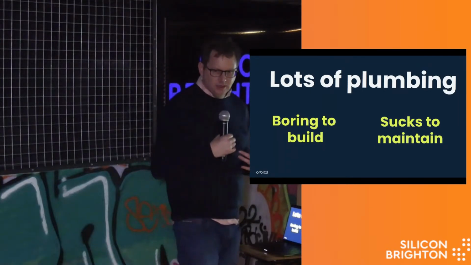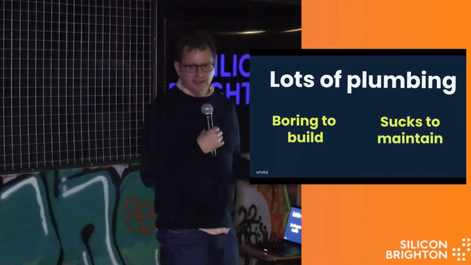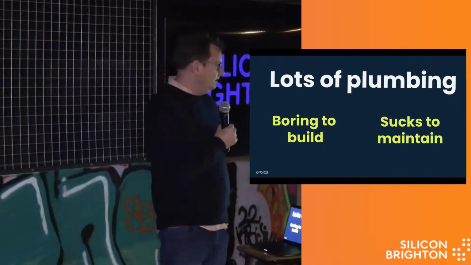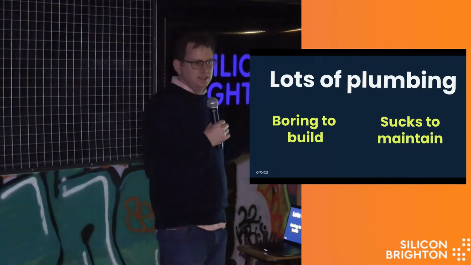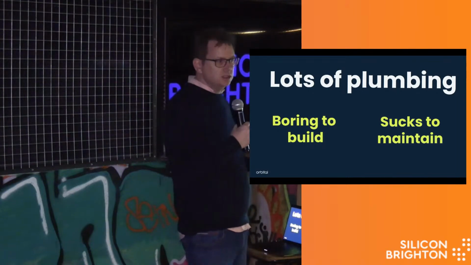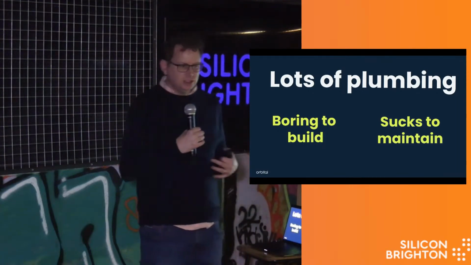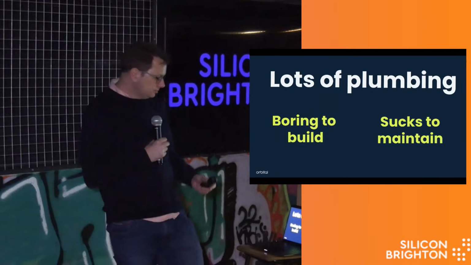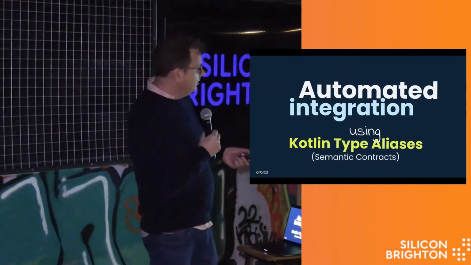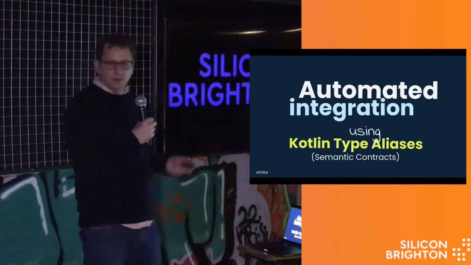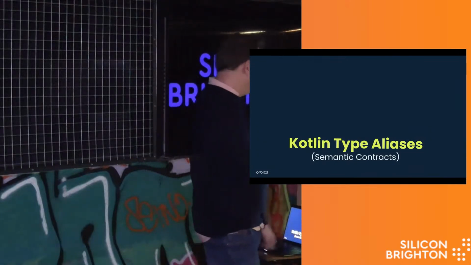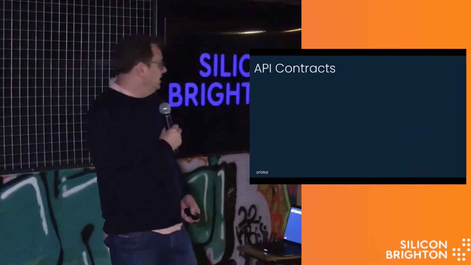Like, we're fine. Our stuff's fine. It's other people who break our stuff, right? And this is kind of a proxy way of saying, look, this is really expensive stuff to do. It costs a lot of money. It costs a lot of time. And it's not time that's spent shipping features. It's just time that's spent gluing stuff together. And so the solution is quite obviously automated integration using Kotlin type aliases, which is a proxy to semantic contracts. Okay, so let's dive into that part and explore what I mean by that.